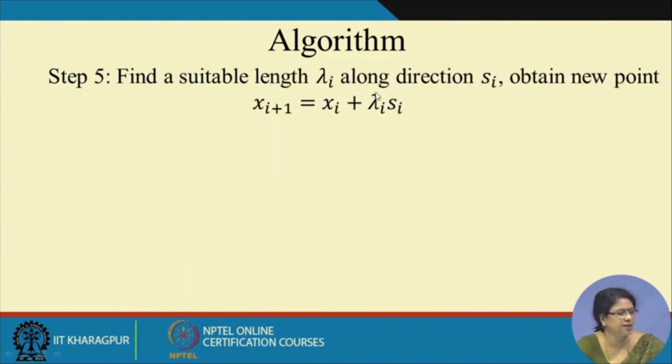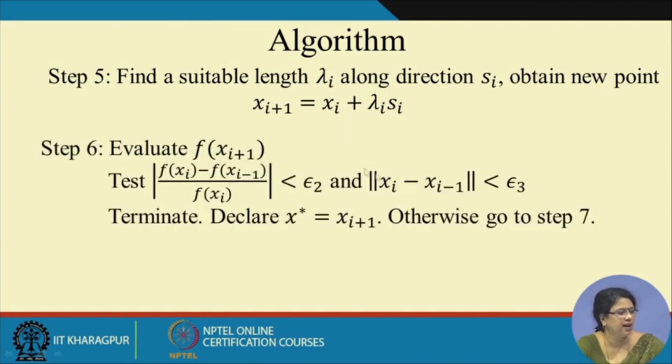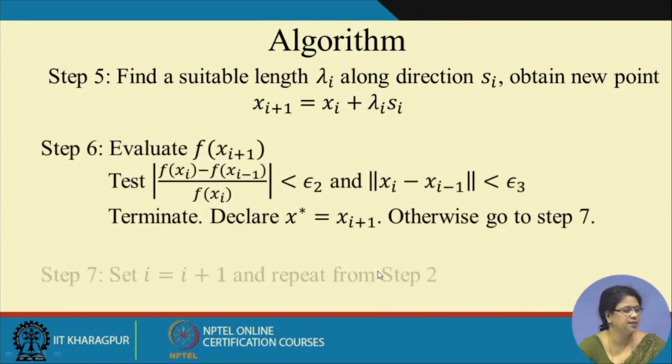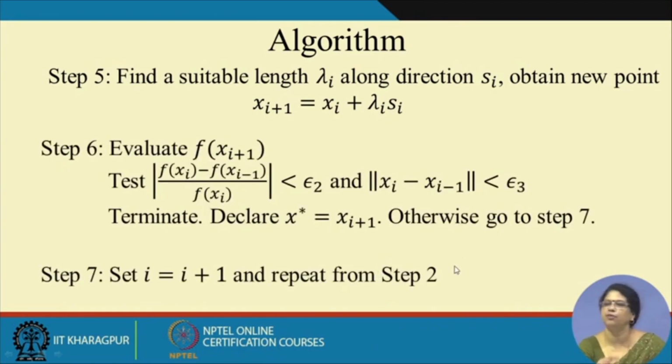Now this is step 5. Once we get S i, we will find a suitable step length, and this is the check for optimality, and we will do the solution for this. We will repeat again and again. Now I will explain more about this algorithm, the calculation part of the feasible direction method along with the example in the next class.